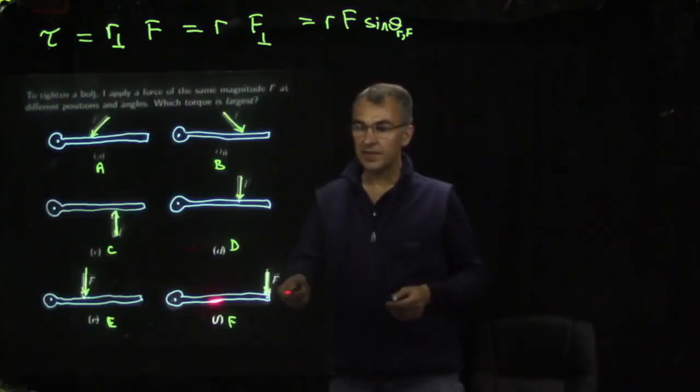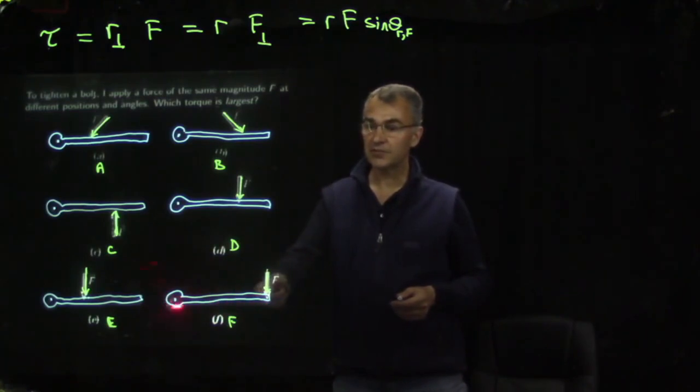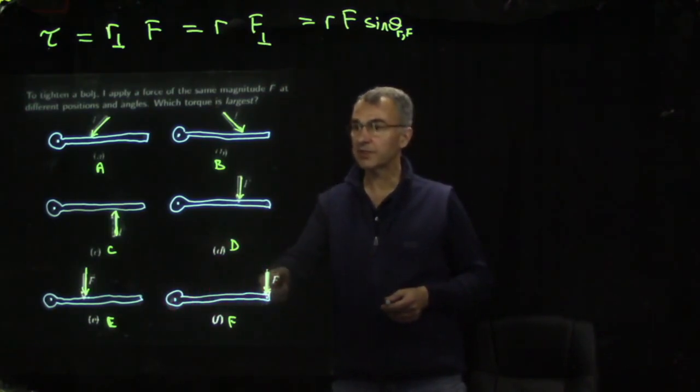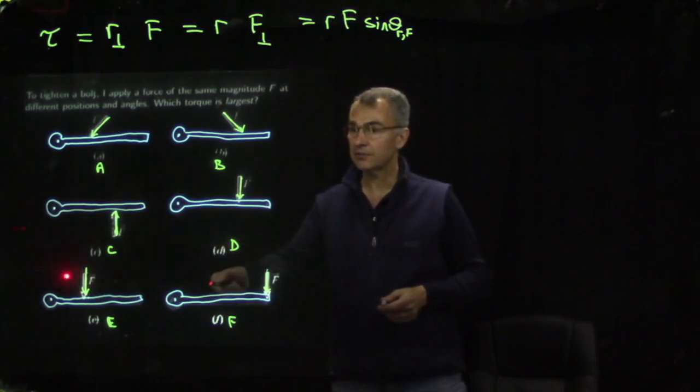It seems like in case F, I am using the entire distance and the force is perpendicular. So the sine theta factor is 1. So this is the entire length of the wrench times the force, and the sine of 90 degrees is 1 since they're perpendicular. So I think I get the entire F times the entire distance in this case.